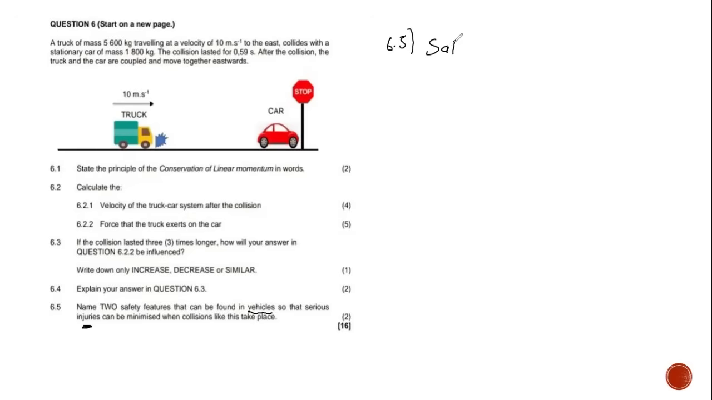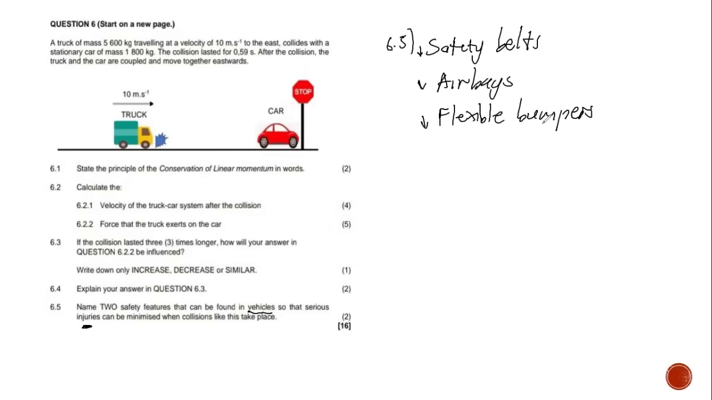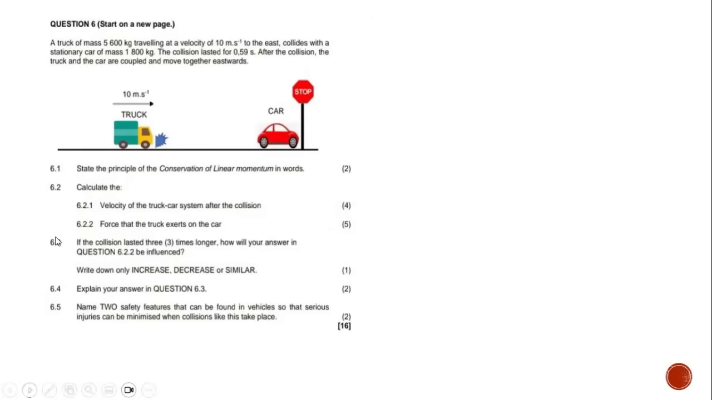So we said it can be your safety belts, it can be the airbags, and then also the third one we said it can be your flexible bumpers, right? But then they only need 2. So you can write any 2 from these 3. That's how you were supposed to tackle that. Let's proceed.